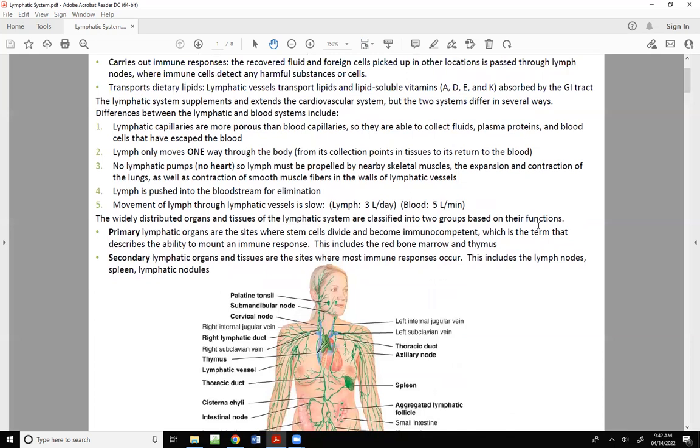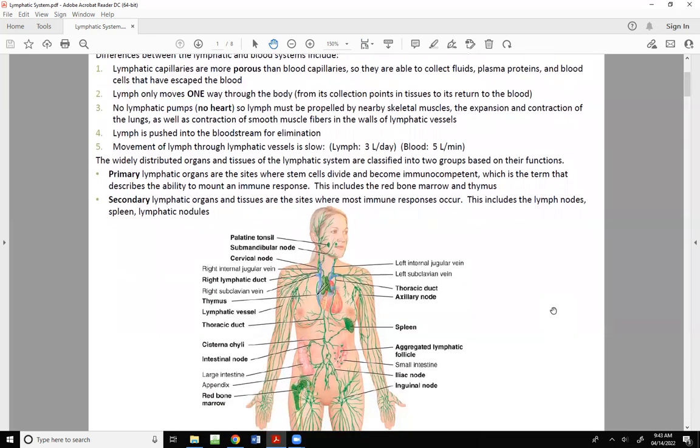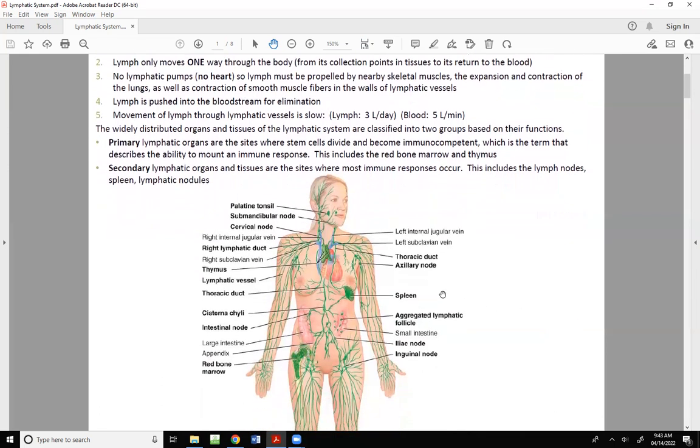Now, unlike the cardiovascular system, there is no central pumping organ for the lymphatic system. There is no heart. So lymph must be propelled thanks to nearby skeletal muscles, the expansion and contraction of the lungs, as well as the contraction of smooth muscle fibers in the lymphatic vessel walls. Okay? When that lymph is pushed into the bloodstream, it can be described as "eliminated." And I really should put that in quotes, because elimination makes it seem like it's being removed from the body, but that's not at all the case. It's just not lymph anymore, it becomes blood again.